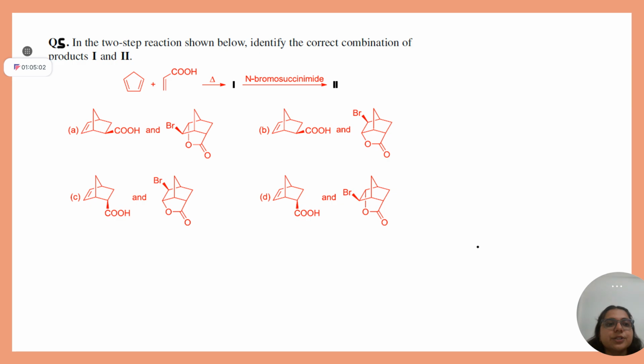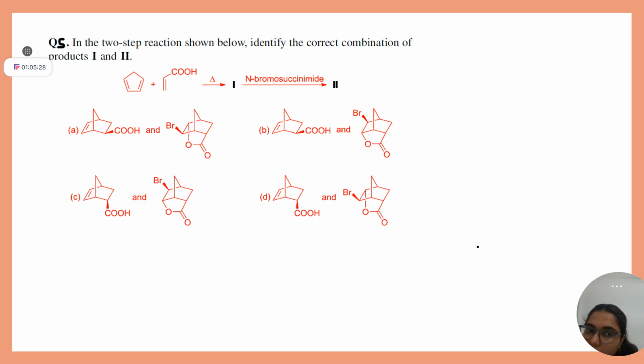Now, in this question, in the two-step reaction shown below, identify the correct combination of product 1 and 2. First reaction is which reaction, student? Electrocyclic or Diels-Alder reaction? Diels-Alder reaction, ma'am. So first make the correct product.